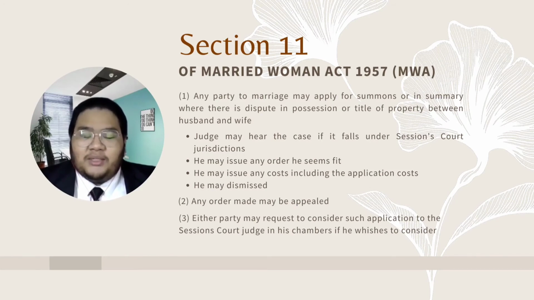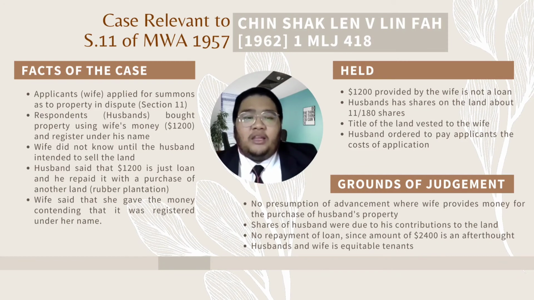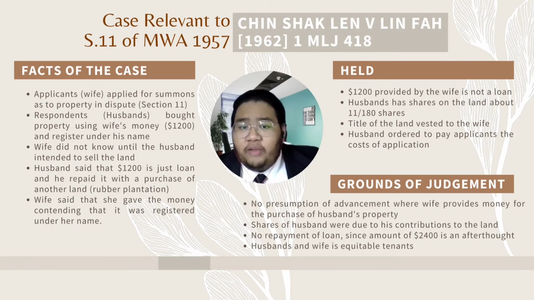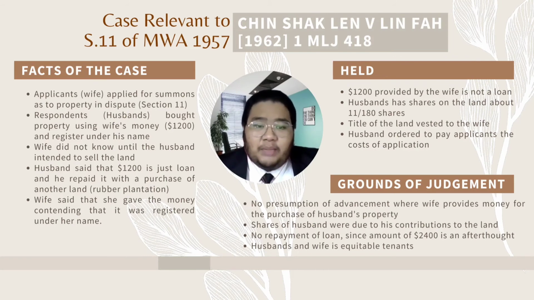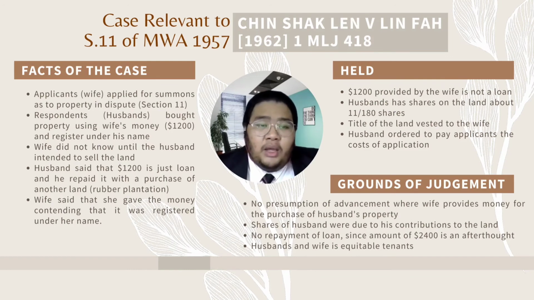In the case of Chin Shat Land versus Lin Pa, the facts of the case are that this case concerns Section 11 of the Married Women Act 1957, in which the property of undivided shared interest between a husband and a wife of their matrimonial home is questioned by a summons. So the applicant, the wife, had provided a total of $1,200 to the husband, who is the respondent, to buy a piece of land back in 1951 due to an emergency situation during the time where the government ordered the applicant to move from the estate.